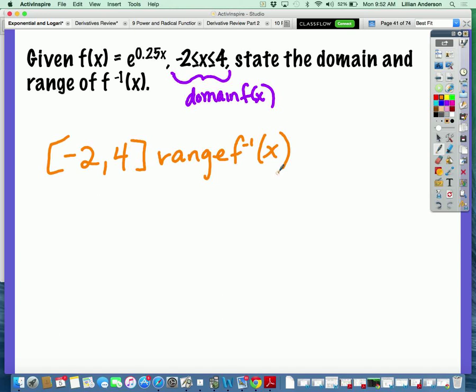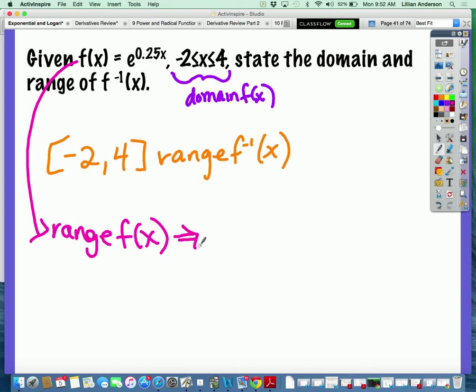Now, how would we find the range of the original function? Plug in -2 and 4. To find the range of the original function, which would technically be the domain of our inverse, we plug in f of -2 and f of 4, because these are the x's and we just need to find their corresponding y's. When I plug in -2, what's a quarter of -2? It would be -0.5, so we have e to the -0.5. And what about when I plug in 4? What's a quarter of 4?